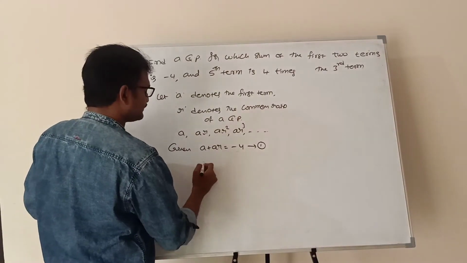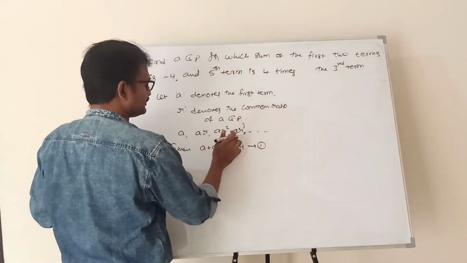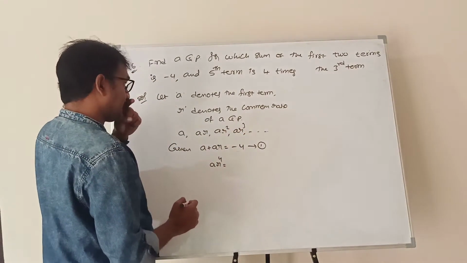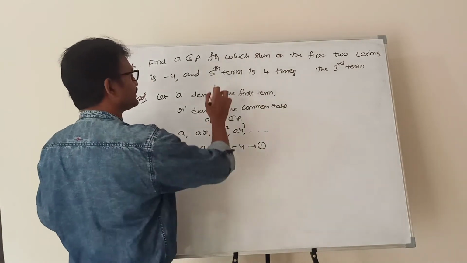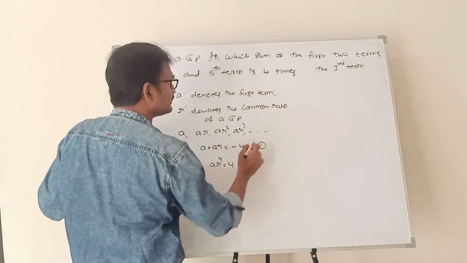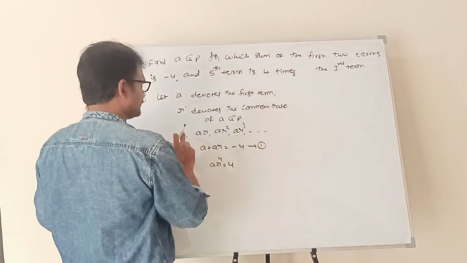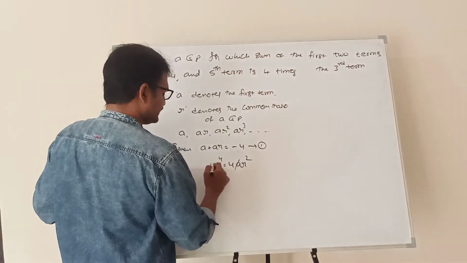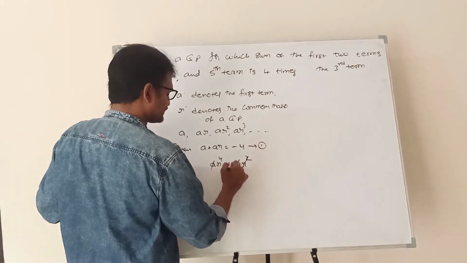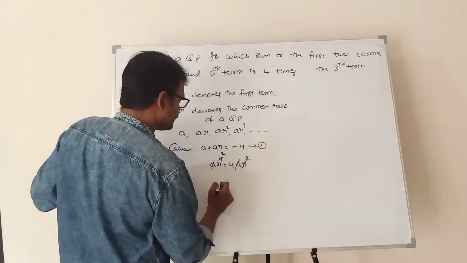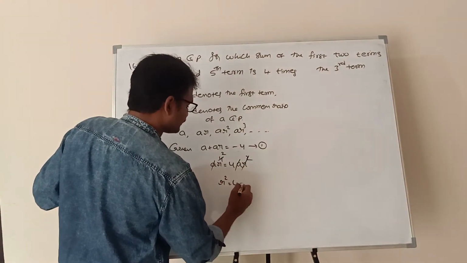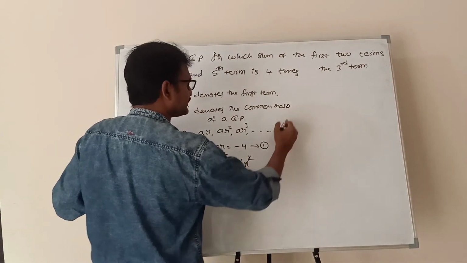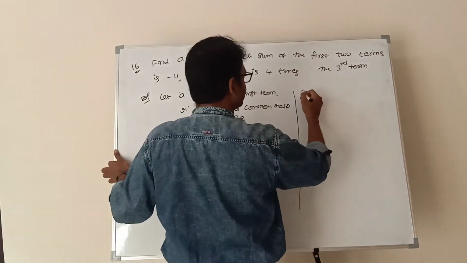Next, the fifth term. Fifth term means 1, 2, 3, 4, so the fifth term is A into R power 4. A into R power 4 is equal to 4 times the third term. Third term is 1, 2, 3, so the third term is A into R square. A gets cancelled, R square gets cancelled. So R square is equal to 4, so R is equal to plus or minus 2.